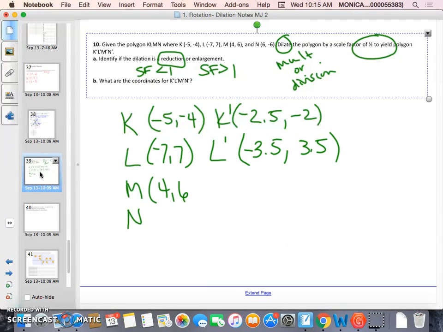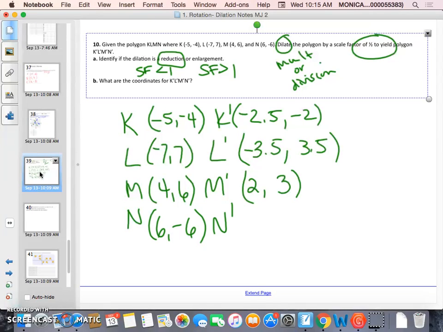Oh, this one's nice because it's an even number, so I know I'm not going to end up with a decimal on this one. Half of 4 is 2, and half of 6 is 3. And then N, we're at 6, -6. So I'm going to divide those by 2 because it said 1/2. And so that should be at 3, -3.